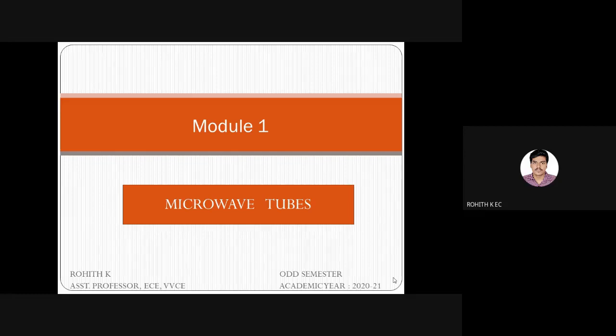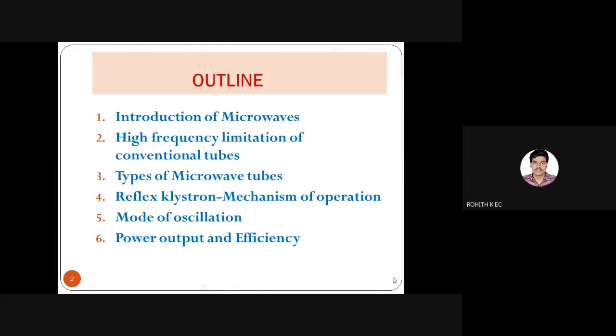So let me quickly glance through what we have discussed in the last few classes. And then today we will delve deep into the operation of the reflex klystron tube, because it is also part of your lab experiment. Okay, so these are the contents. We will be discussing the limitations of the conventional tubes, and then we will look into the reflex klystron tube.